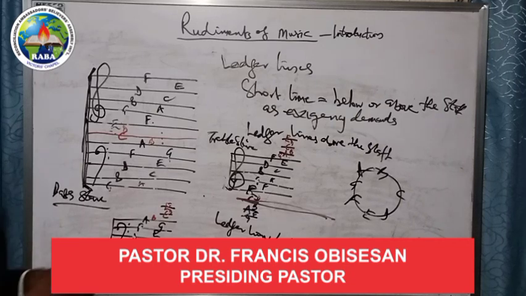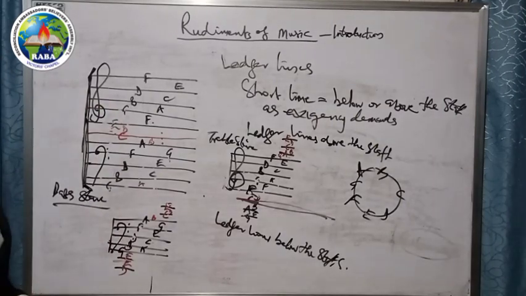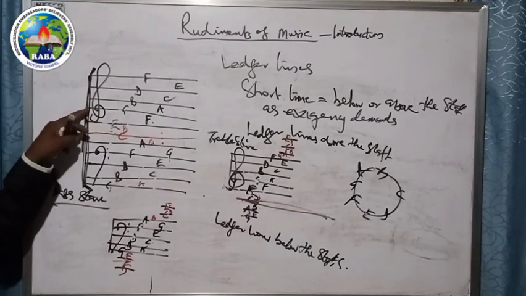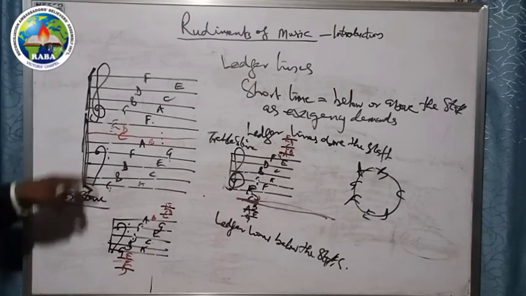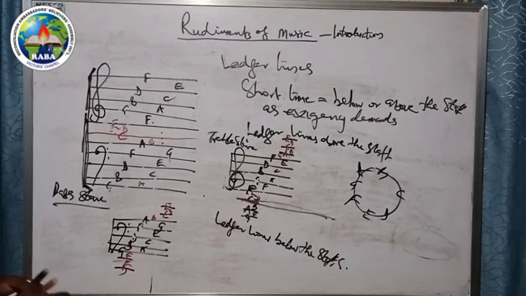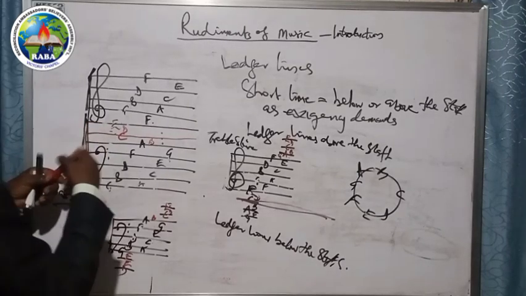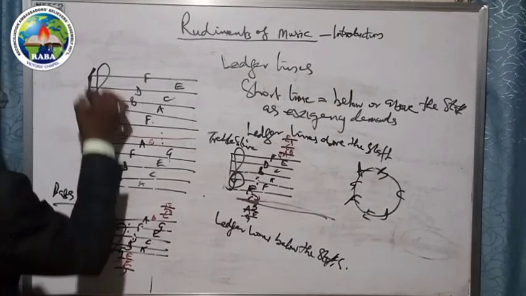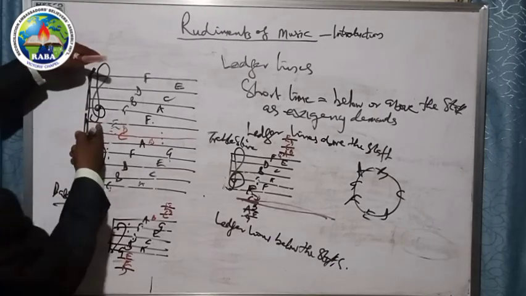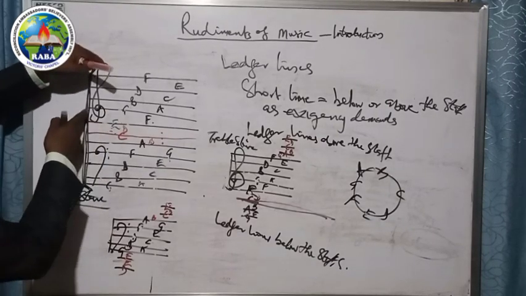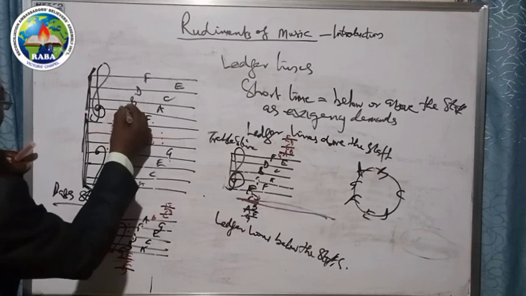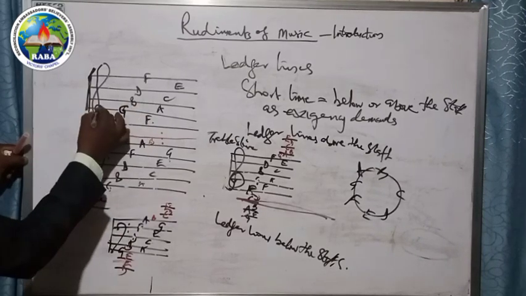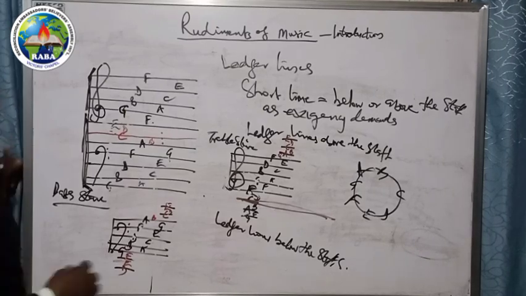Finally, this treble stave, this treble clef, is equally known as a G clef, and the bass clef is also known as an F clef. Why are they named like that? Because these staves take their origin from the letters mentioned. This is a treble clef, and we say it's either a treble clef or a G clef. That is, this sign starts on line G. That's why it is G clef.